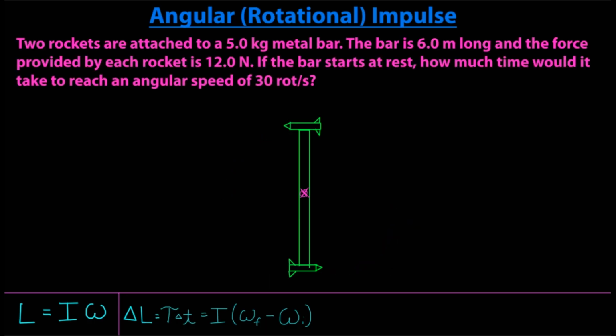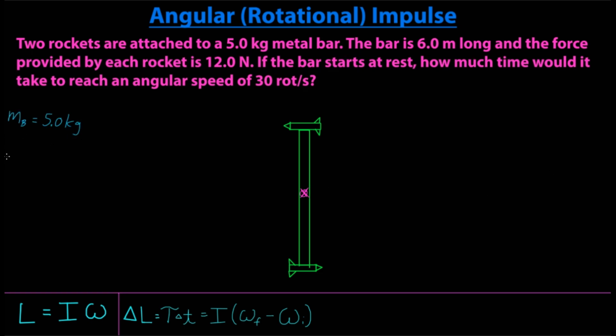Here is our problem. Two rockets are attached to a 5 kilogram metal bar. The bar is 6 meters long, and the force provided by each rocket is 12 newtons. If the bar starts at rest, how much time would it take to reach an angular speed of 30 rotations per second? All right, we are going to start how we always start, which is listing givens.